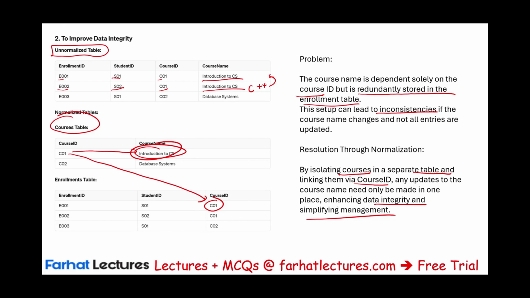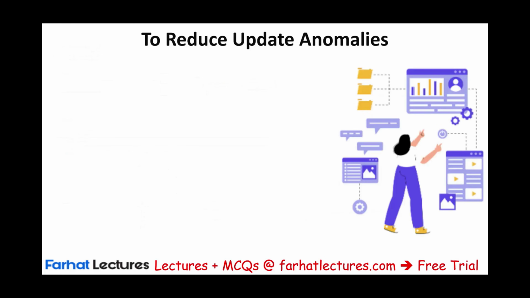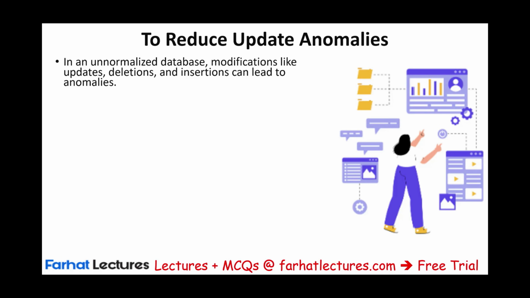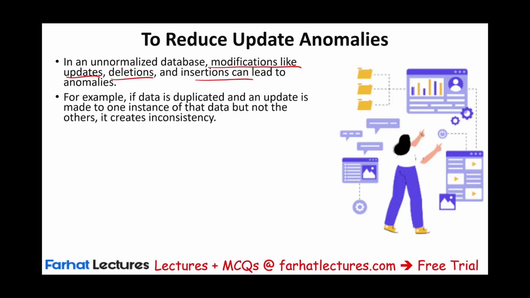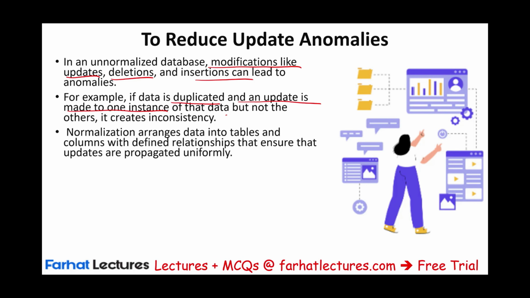Again, I'm showing you what some issues are and what can be done. We'll formalize all of this later on when we look at the first normal form in database management, and so forth, first, second, third. We can also reduce update anomalies. In an unnormalized database, modifications like updates, deletions, and insertions can lead to anomalies. For example, if data is duplicated and an update is made to one instance of that data but not to others, it creates inconsistencies. I know I am beating a dead horse at this point, but it's good to see this.